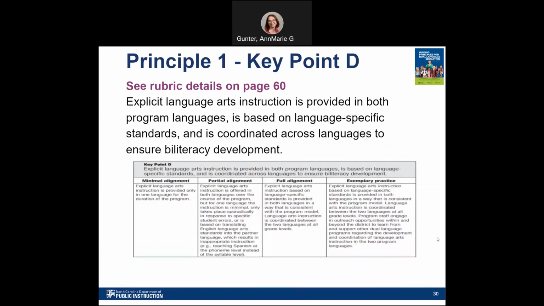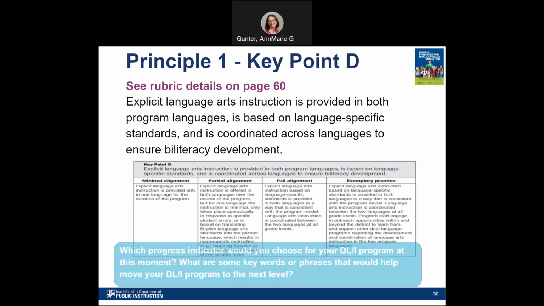Principle 1, key point D, which is on page 60, is explicit language arts instructions provided in both program languages, is based on language-specific standards, and is coordinated across languages to ensure biliteracy development. Take a moment to look at minimal alignment for that, partial alignment, full alignment, and exemplary practice. Then ask yourself the two questions.